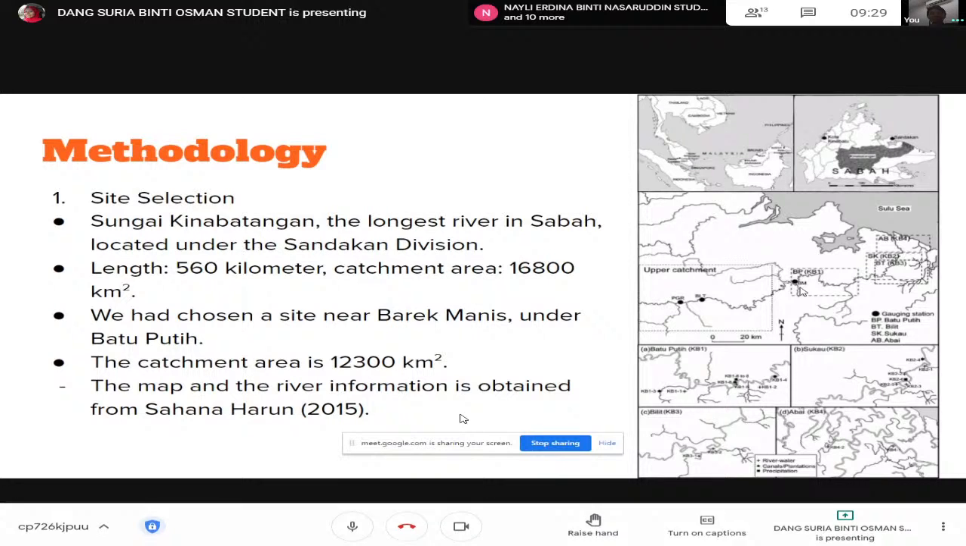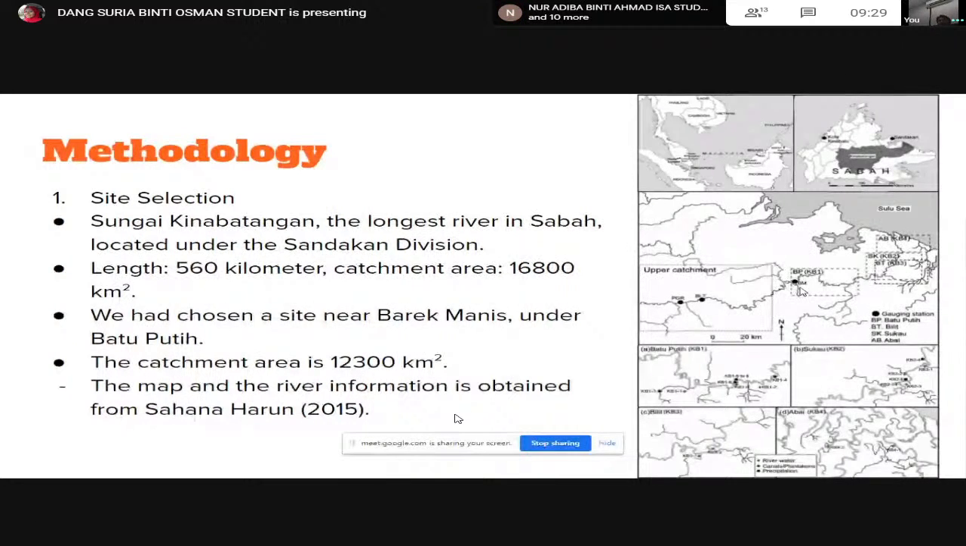Just continue. Okay. Good morning to my fellow classmates and Dr. Zainal. My name is Dang Surya, and I'm going to continue the presentation today on the methodology part. So, the first part in the methodology is the site selection. We chose this location, Sungai Kinabatangan, because it is the most famous river under the Sandakan division. It is the longest river in Sabah. It is also a tourist spot, and it is also a wildlife conservation center.